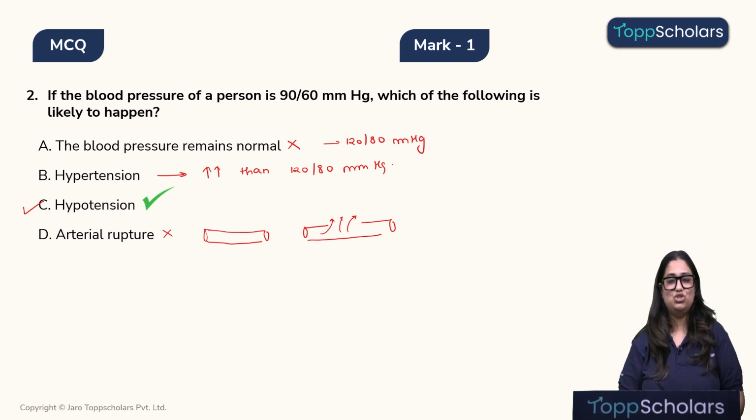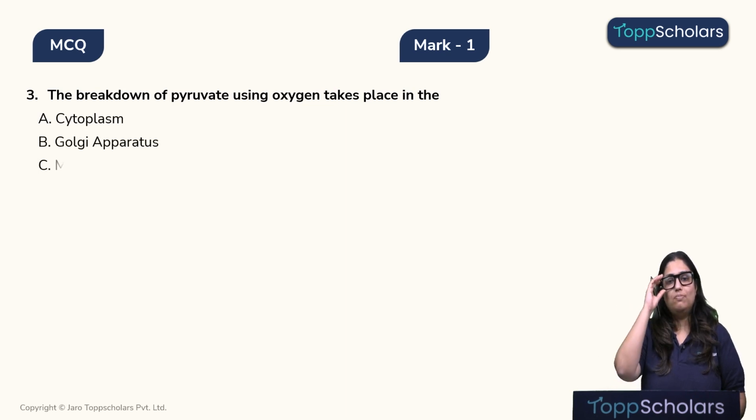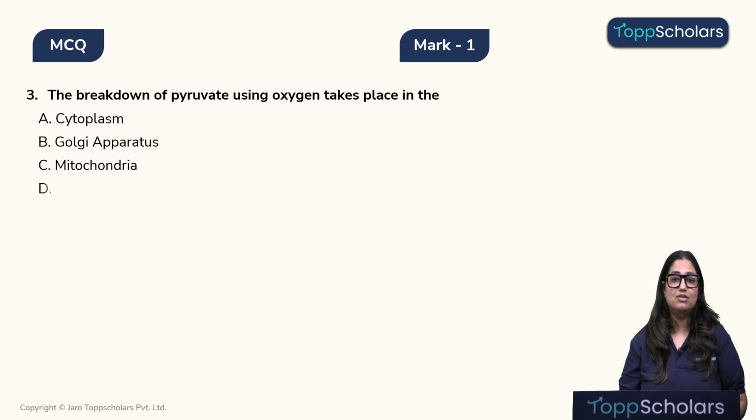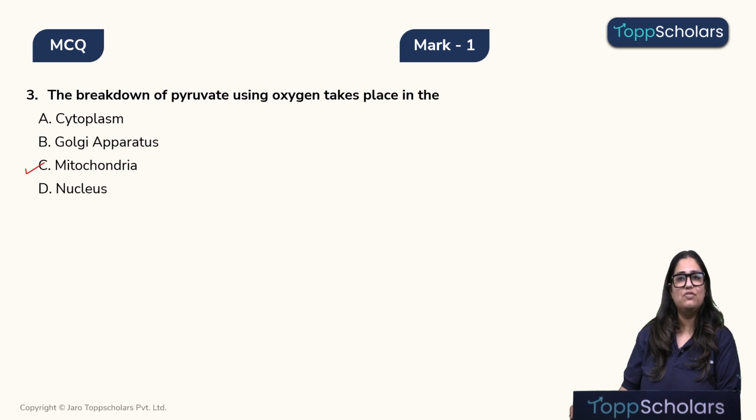Alright, chalo. Now let's move on to the next question. The breakdown of pyruvate using oxygen takes place in option A, cytoplasm, option B, Golgi complex, option C, mitochondria, and option D, nucleus. Children, this is a very straightforward question. Are you able to attempt it on your own? Yes. The answer is C, mitochondria. If you were not, don't worry. Let me explain this to you.